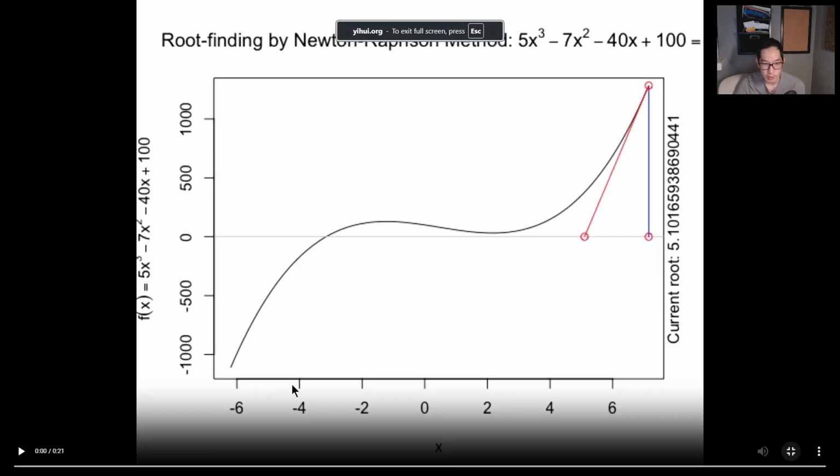I don't know if I can zoom in. Okay, so this is not a root, but you can see right around here, the derivative is zero, and close to it, it's close to zero, or very small numbers. So watch what happens, okay? So it ends up over here.